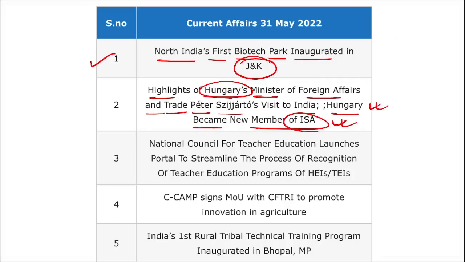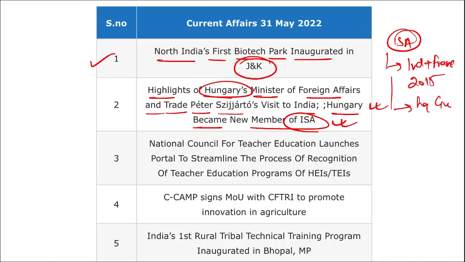Here you need to remember, what is International Solar Alliance? It is a joint venture between India and France that was set up in 2015. And where is the headquarters of it? It is in Gurugram. And Hungary became the new member of this ISA.